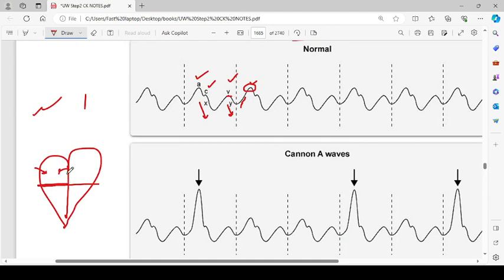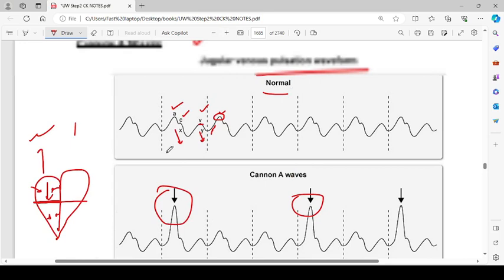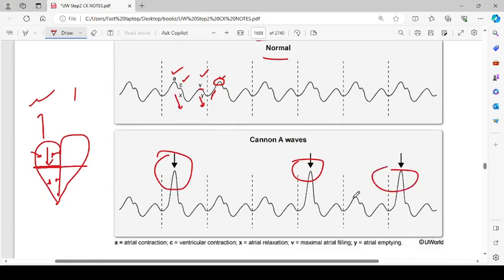valve. Suppose when there is AV dissociation, the ventricles are undergoing systole, and it was the time when the atria were supposed to relax, but because of AV dissociation, the atria start contracting simultaneously, so the tricuspid valve is closed. When the atria contract against a closed valve, the atrial pressure rises, and that rise in atrial pressure is seen as a Cannon A wave, as you can see in this picture. So this is the normal, and this is the Cannon A wave, as you can see here.